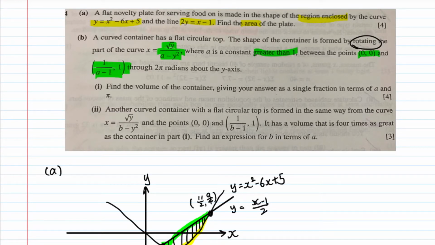That is just one whole circular area, one whole volume. Whenever they say 2 pi, it's just 360 degrees around. So find the volume of the container, giving an answer as a single fraction in terms of a and pi.